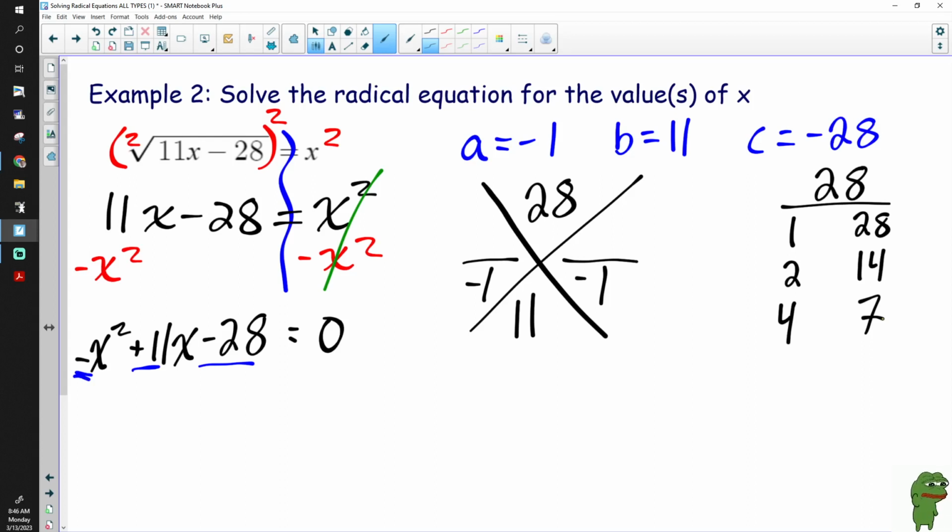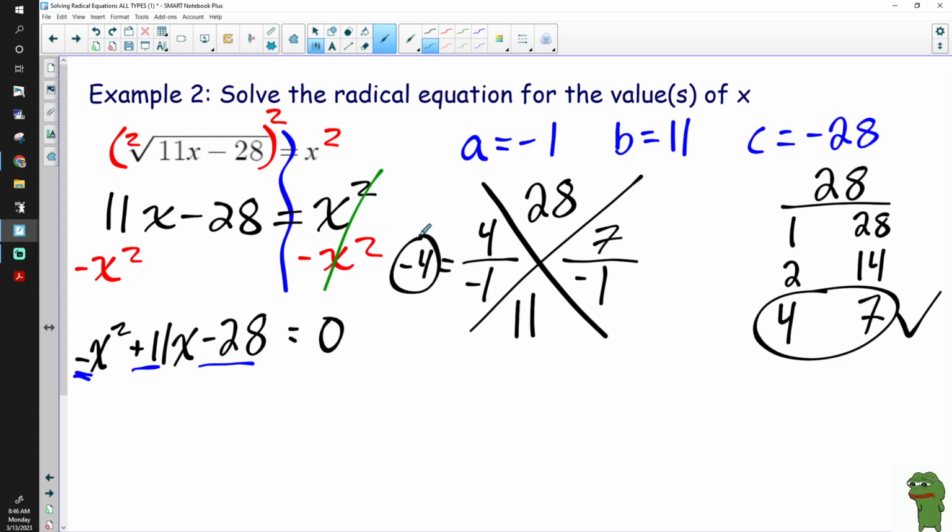The top one, 1 and 28, adds up to 29. 2 and 14 adds up to 16. The bottom adds up to 11. That's our winner. 4 and 7. The left side, 4 divided by negative 1 is negative 4. Right side, 7 divided by negative 1 is negative 7.